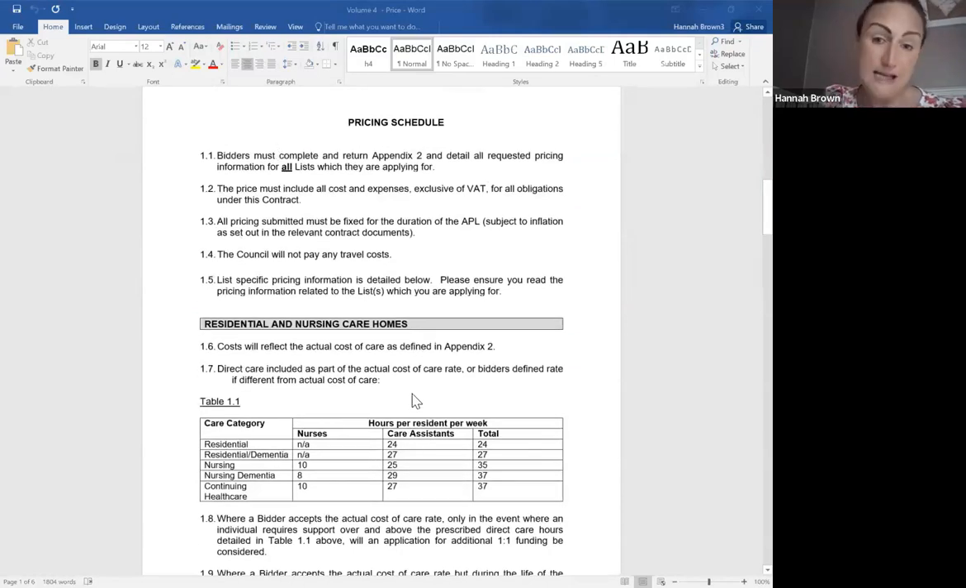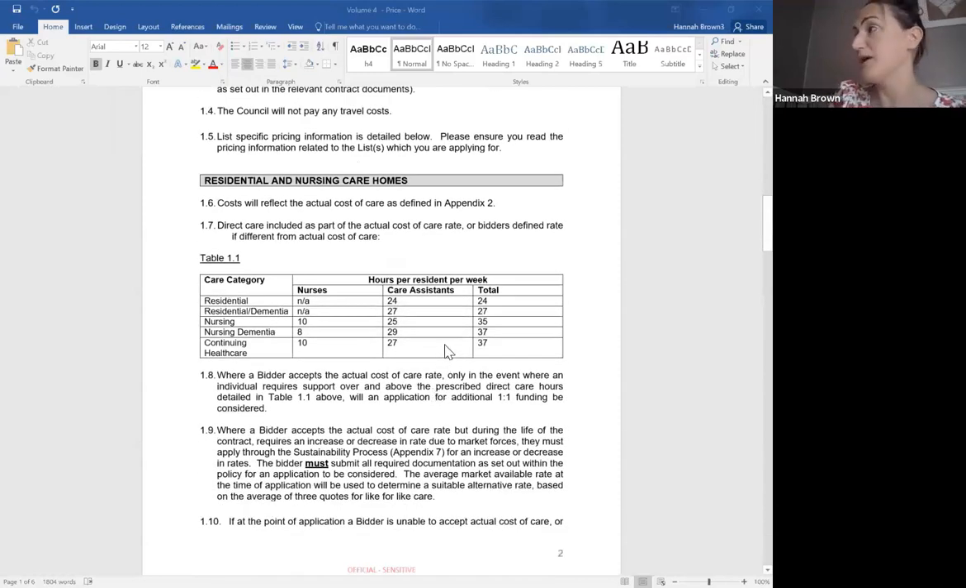So volume 4 just breaks down each of the 4 lists. As Tim suggests, the actual application form and the quality questions, you only need to complete those once as a provider. But if you are applying to more than one list, so residential and nursing and supported living, for example, you do need to make sure that you're completing the pricing submission, so appendix 2, for both of those lists, so that it's one document but has 2 tabs, and I'll show you that. But just to make sure that you're very clear that you do need to submit the pricing for both lists, or even all 4 lists should you be applying across all 4. But the application form itself is per provider.